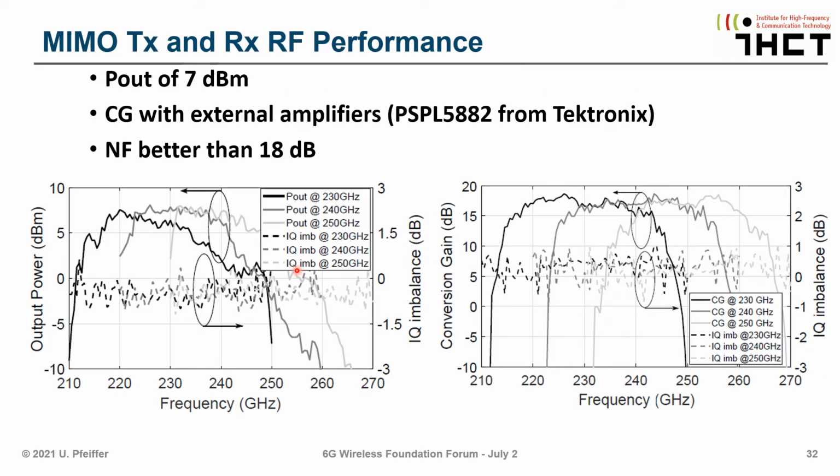Now, when you look at the RF performance, you see that we got an output power here of 7 dBm. And also you see the measured conversion gain here that we got, that was above 15 dB. Noise figure was better than 18 dB. Although noise figure does not seem to be one of the critical parameters here in the sense when you compare it to all the other impairments that this hardware was facing. And this refers back to the earlier discussion that we had.